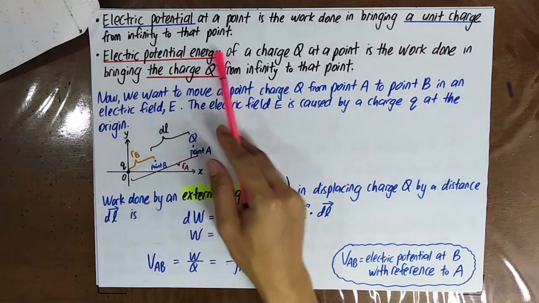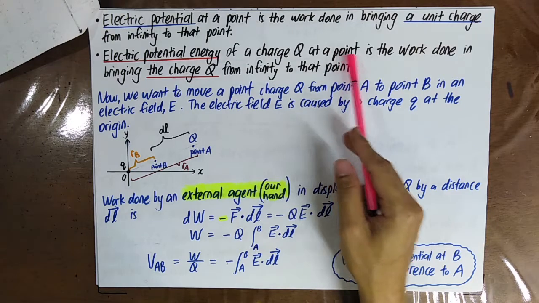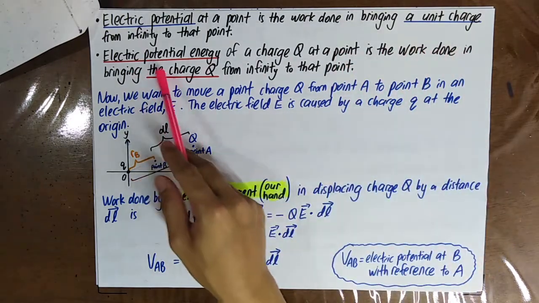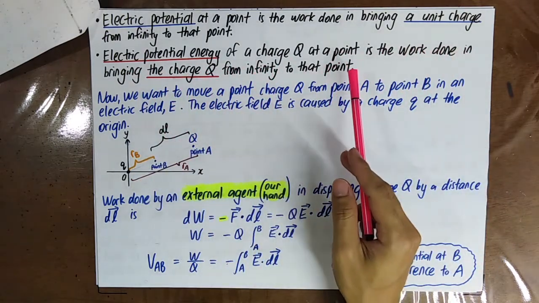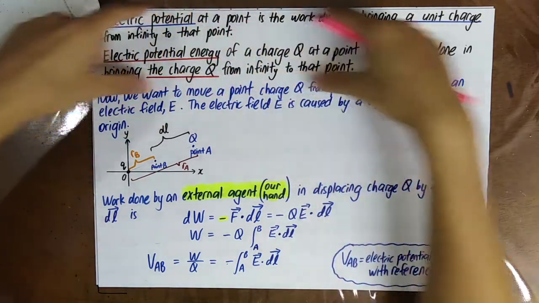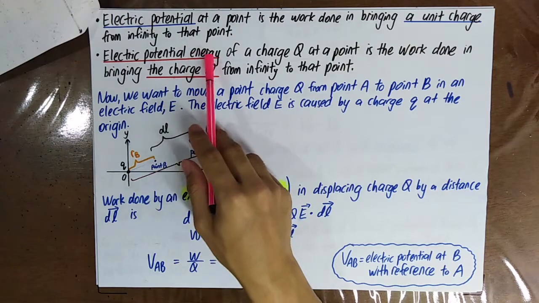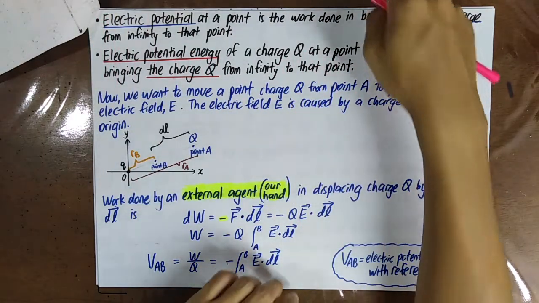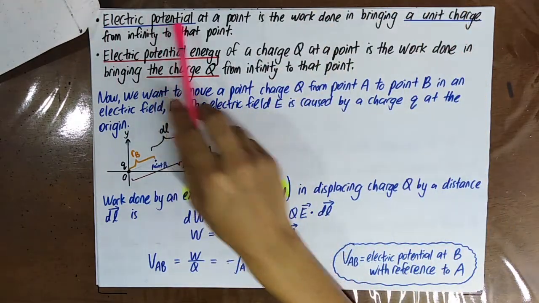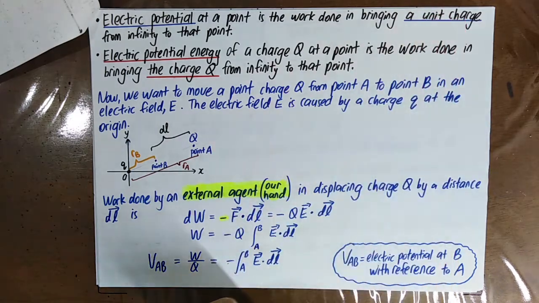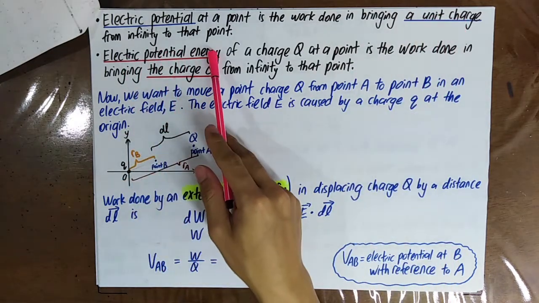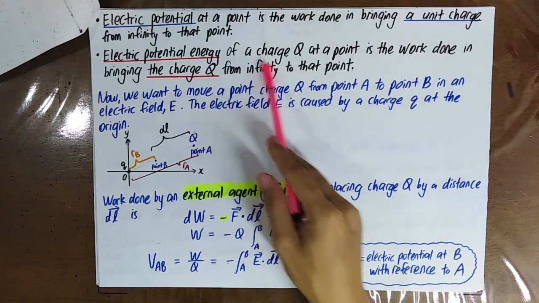Electric potential energy of a charge Q at a point is the work done in bringing the charge Q from infinity to that point. If you are asked to give the definition of the electric potential or the electric potential energy, then this should be your answer. Remember, for the potential, it is only one unit charge, but for the potential energy, it is an unknown amount of charge Q.